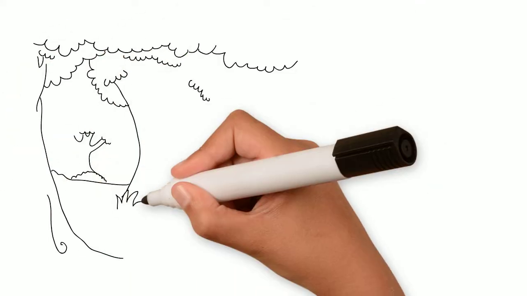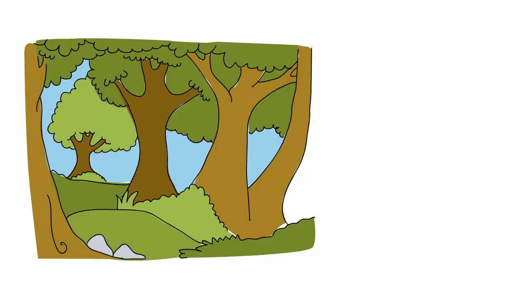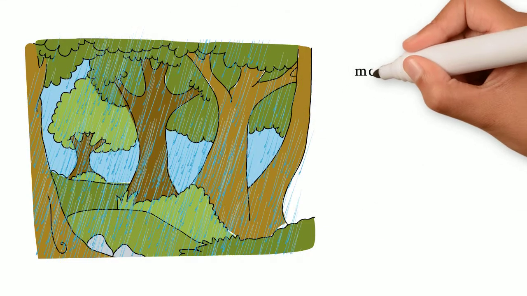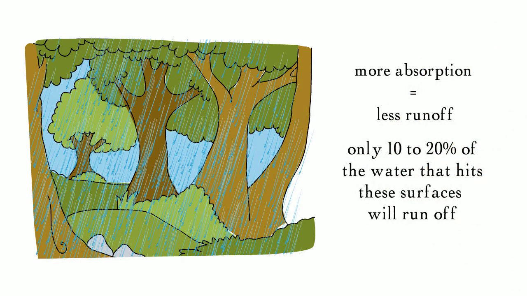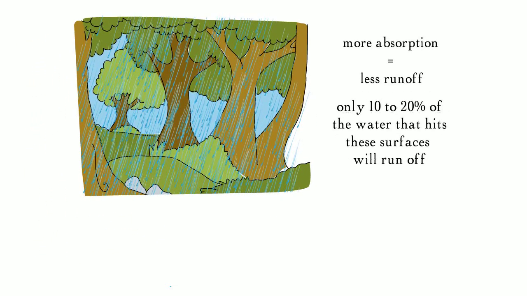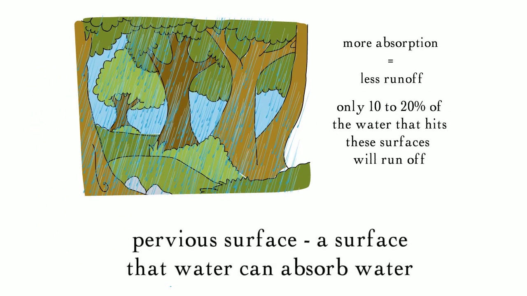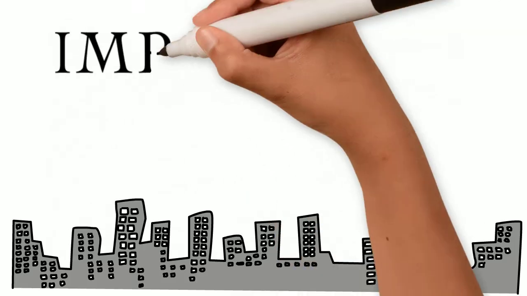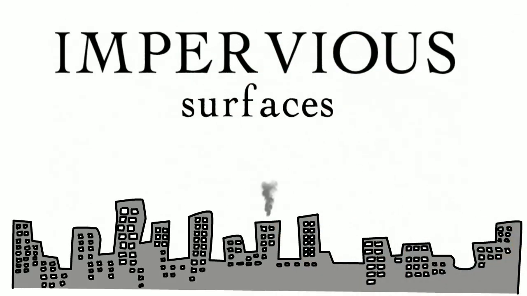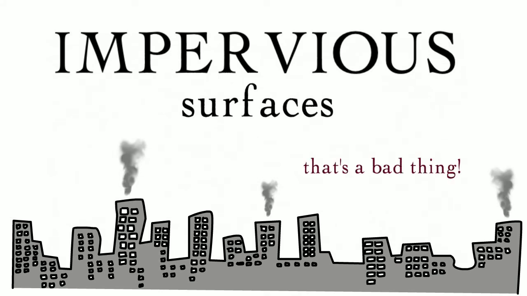One of the main reasons for this excess of runoff is development. In natural areas with a lot of greenery, most of the water that hits these surfaces is absorbed by soil and plants. Only about 10 to 20% of the water that hits these surfaces runs off because grass and soil are pervious surfaces. This means that they will absorb water. That's a good thing. However, urban areas have lots of concrete and pavement, which are impervious. Almost all the water that hits these surfaces will run off, and that's a bad thing.